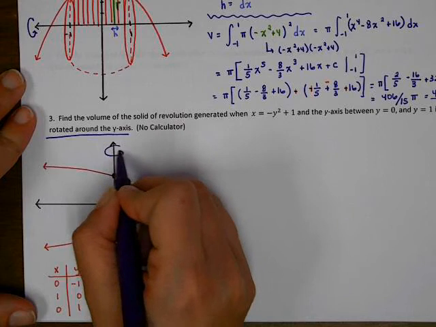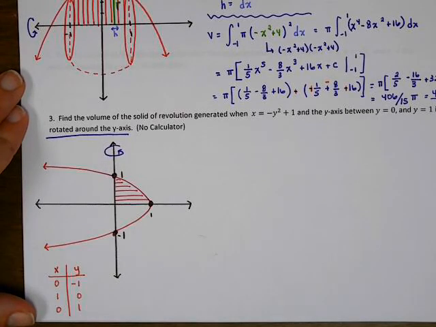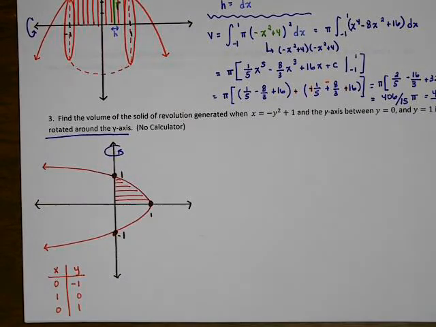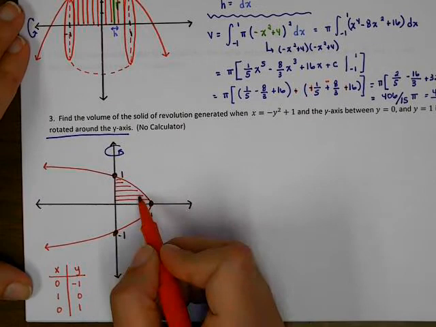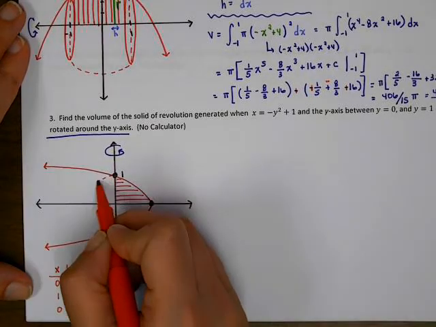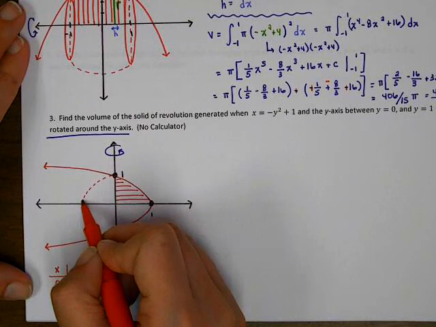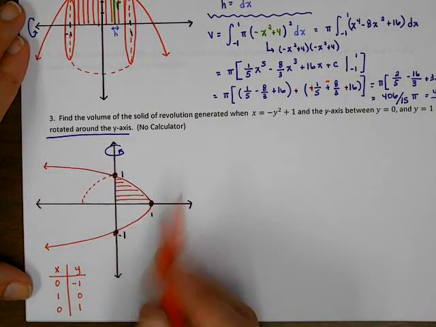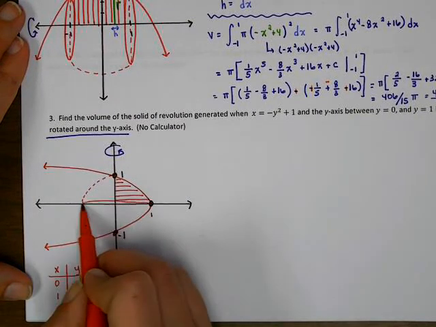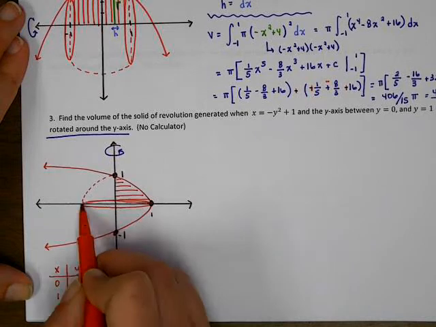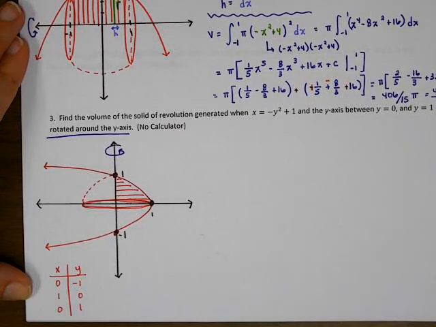So you'll notice I'm drawing my little rotational symbol in a different spot. If I revolve this region around the y-axis, the reflection of that region, the other half, would be over here. And if I draw in my little circle, it would look like this. So I can kind of visualize that.